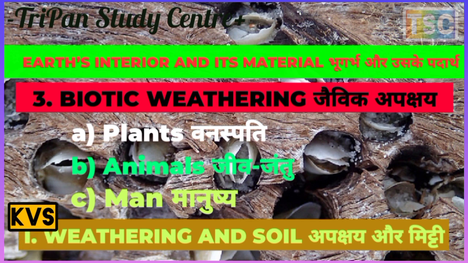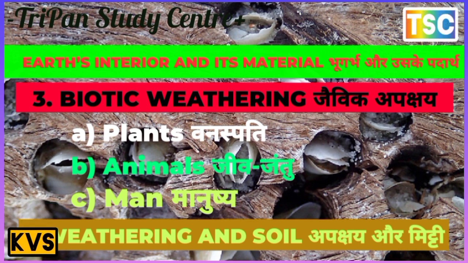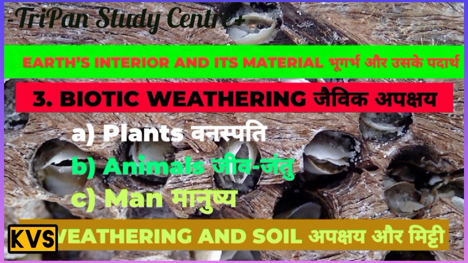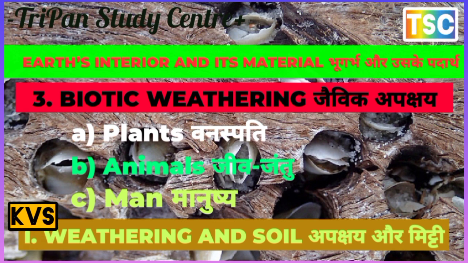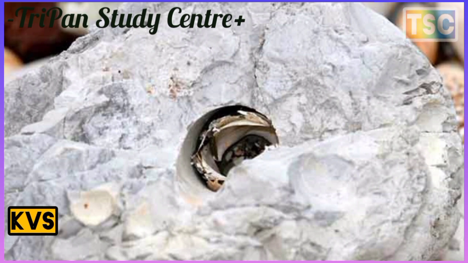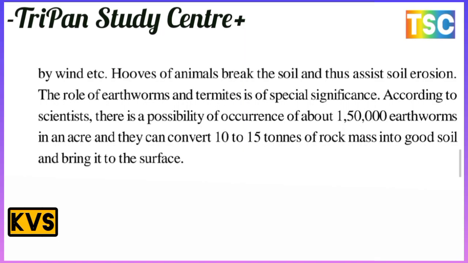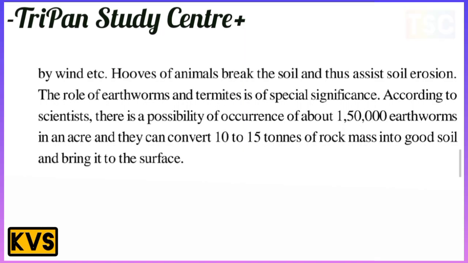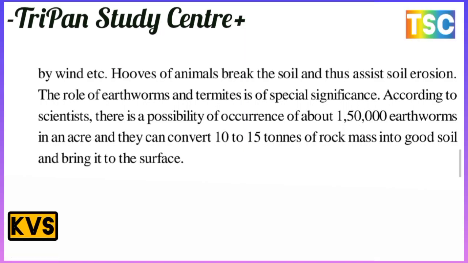The next is animals, burrowing. Animals like earthworms, rats, rabbits, termites, and ants break down the rock. This disintegrated rock can be easily eroded or removed by wind and so on. However, these animals break the soil and thus assist soil erosion. The role of earthworms and termites is of special significance.